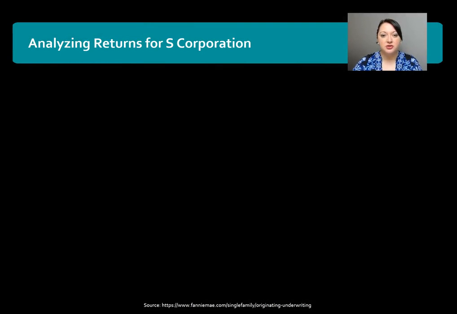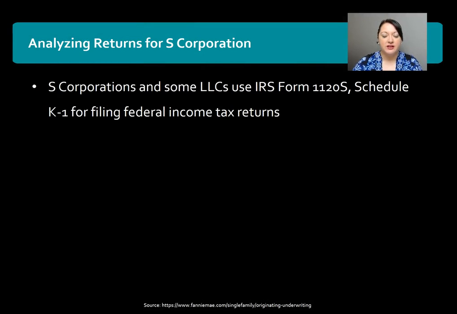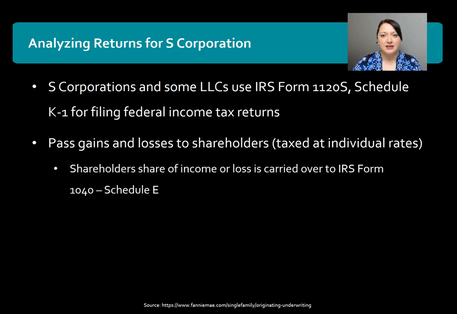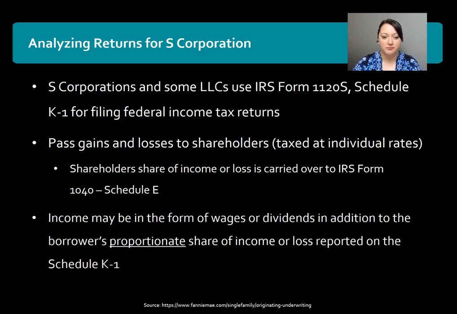So when analyzing returns for an S corporation, some S corporations and LLCs will use the IRS Form 1120-S, Schedule K-1, for filing their federal income tax returns. And they often will pass gains and losses to shareholders, which are going to be taxed at the individual tax rate. Now, the shareholders' share of income or losses is carried over to their 1040 Schedule E form.